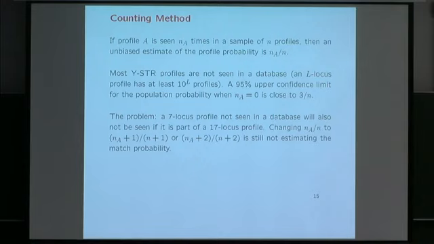We're going to run out of data. We've already run out of data a long time ago. If we've got L loci, we're going to have at least 10 to the power of L different possible profiles. So most of the time we don't see the profile in the database.